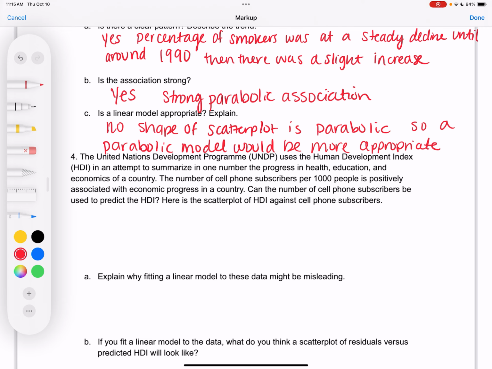So first it says, explain why fitting a linear model to these data might be misleading. Because it's exponential. What's the opposite of exponential? How do you undo an exponential? Oh, logarithmic function. Yep. Specifically a natural log.